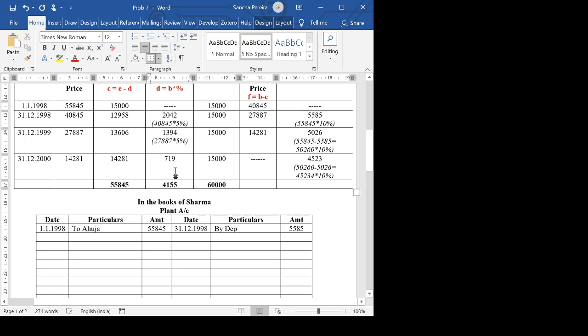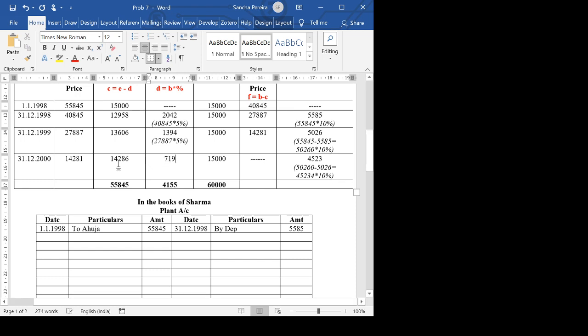Suppose I had written this as 714. 15,000 minus 714 would have given me 14,286. Now this and this don't balance, and I will still have a few rupees left here, which I don't want because it's the end of the agreement. You remember I told you this? So in the last year, this has to be 719.